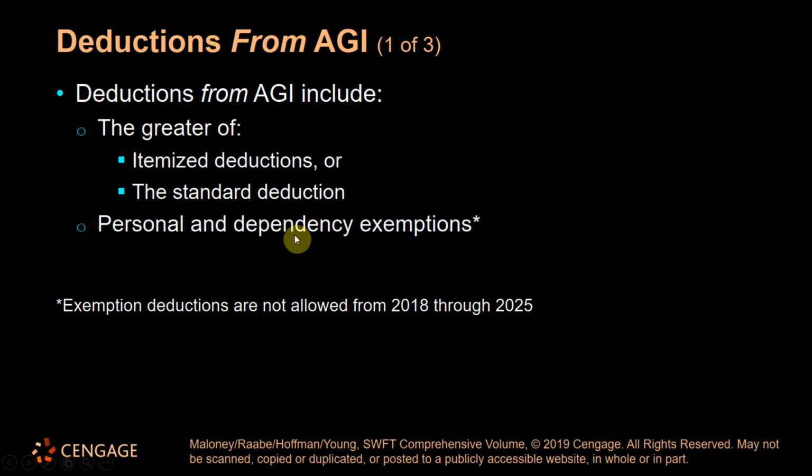Now, deductions from AGI, these are deductions that are available only for taxpayers generally who itemize deductions. So, of course, deductions from AGI would impact, an example of which would be, as I said, those medical expenses that exceed 7.5% of AGI. Those are itemized deductions.